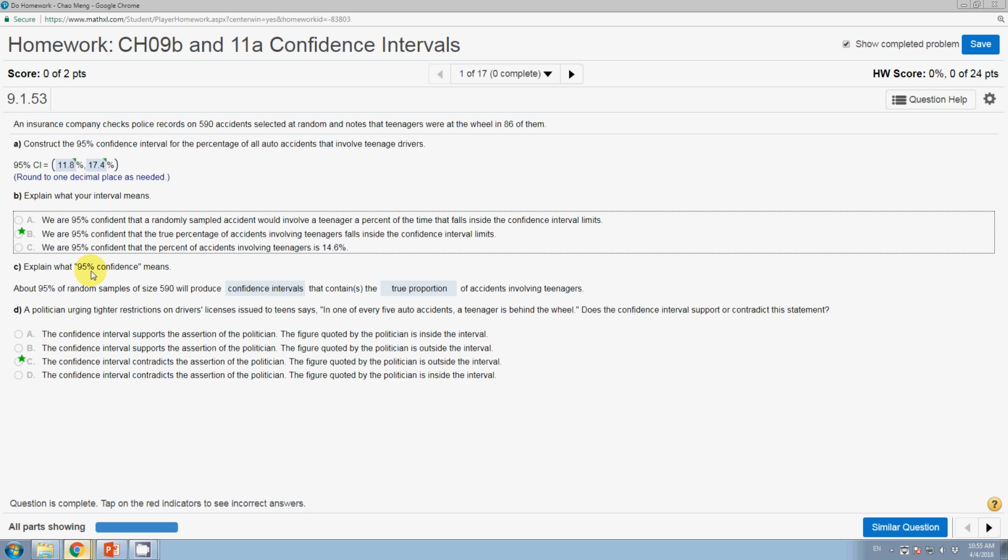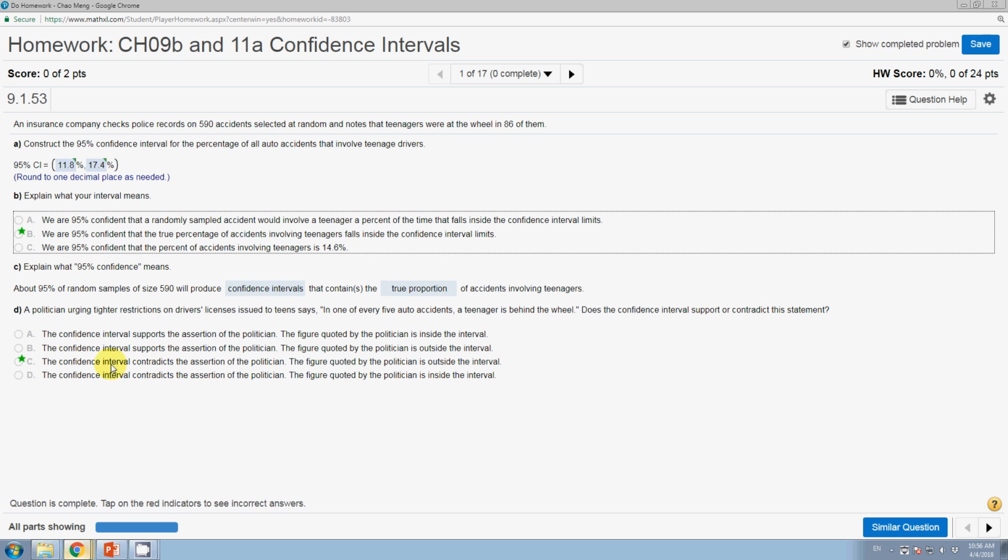And part C, what does 95% mean? 95% confidence means that among all the random samples with the same size, meaning the sample size that we studied in this question, so the sample size is 590, among all the samples, 95% of those samples will produce an interval that contains the true population parameter. In this question, the population parameter is the population proportion.